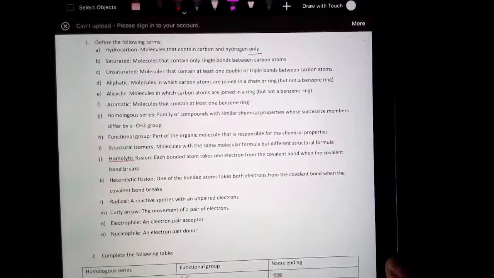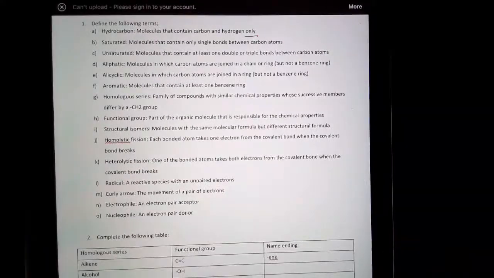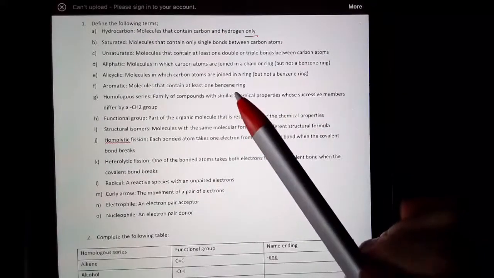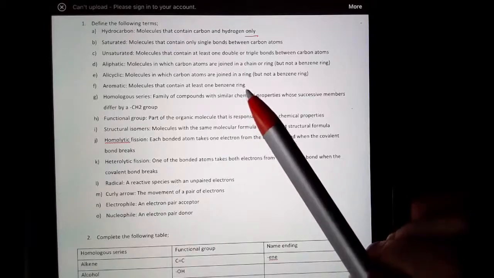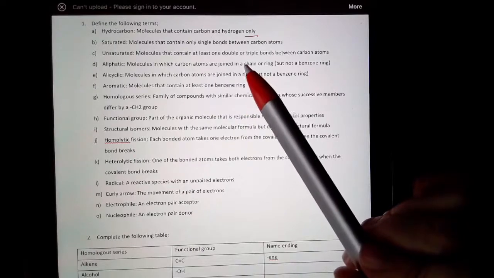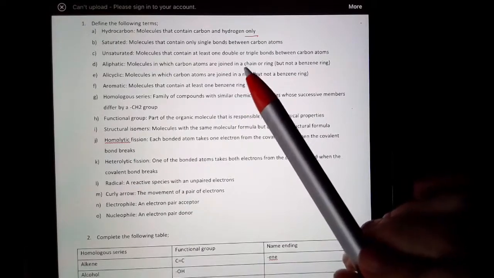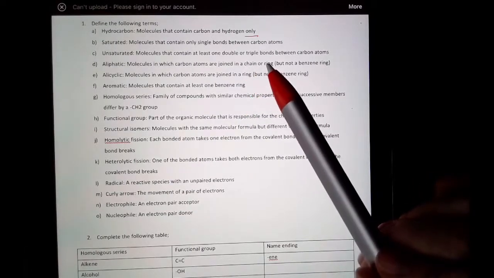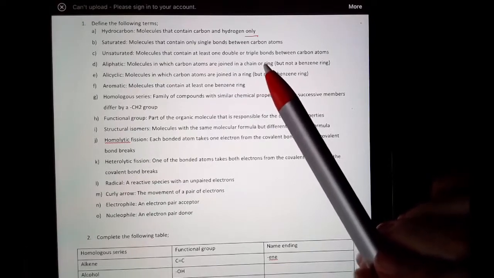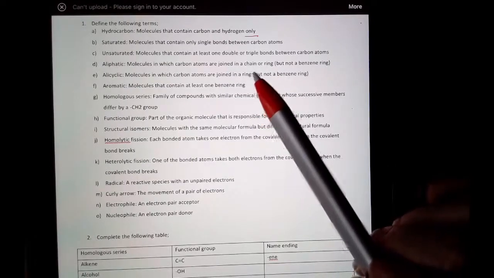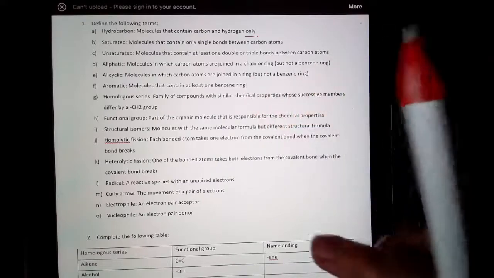If we go back and look at our definitions, the next one we've got is aliphatic, alicyclic, aromatic. The main difference here, if it's aromatic, it has to have at least one benzene ring. If it doesn't have a benzene ring, then it's going to be aliphatic. If those carbons are arranged in a ring, then as well as being described as aliphatic, you can also describe it as alicyclic. And I'll go through some of these examples in section B.